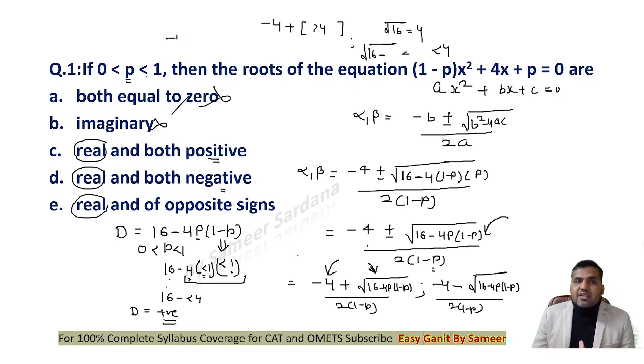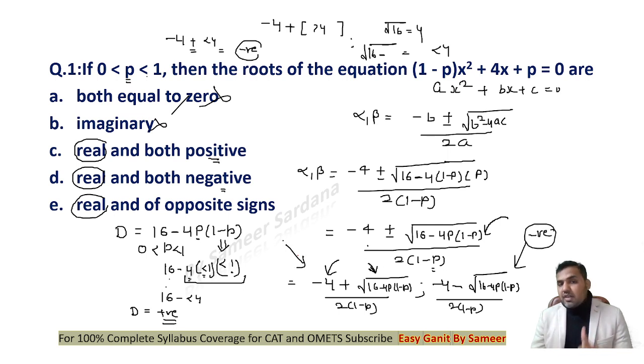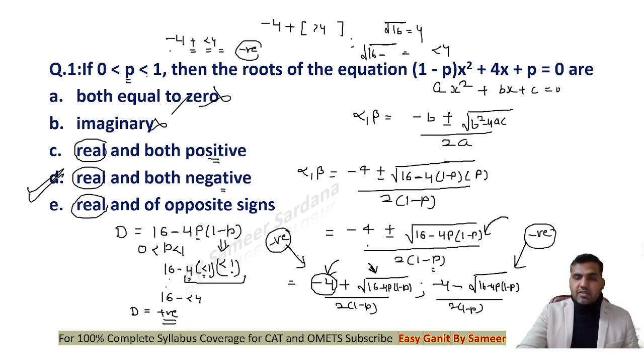So if I'm adding something which is less than 4 to the -4, I will definitely be getting a negative value. This root you can see is real as well as negative. And this root, as you can see, is real, but this will also be negative because the value inside the square root is less than 4 and we have a -4 outside, right? So -4 plus something which is less than 4 will definitely give me a negative value. So we can say that both the roots are real and both are negative. So D is the correct answer to the question.